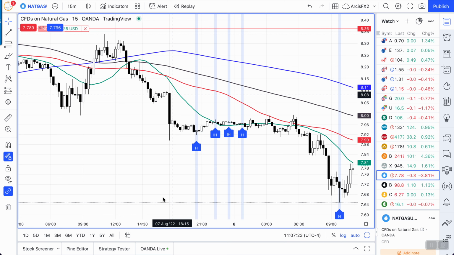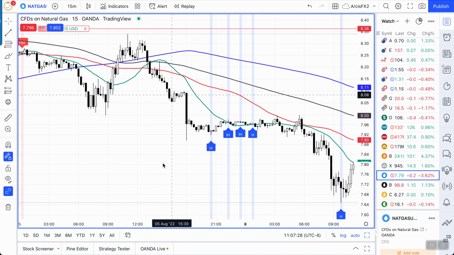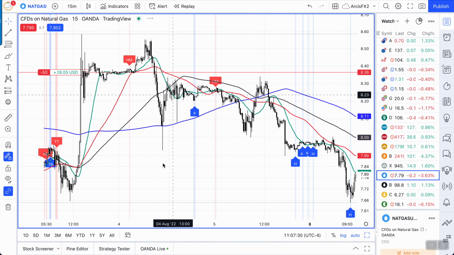All right, so I'm going to do some scalping with you quickly, and I'm going to take a short on natural gas. Now, on this 15-minute chart, I've got natural gas. It could be any instrument. It doesn't matter. That's not the point. The point is how to scalp the market. Now, it's a 15-minute chart.